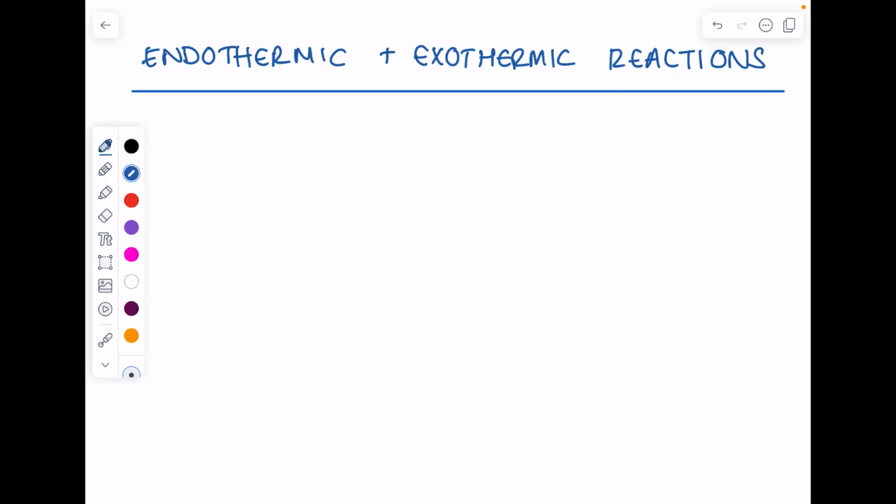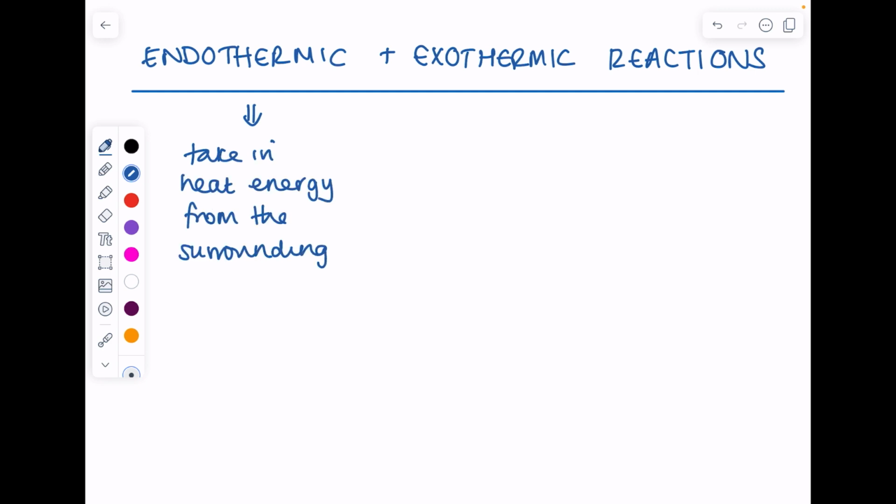Now we'll look at all the reactions to do with temperature changes, and that involves endothermic and exothermic reactions. Remember, endothermic reactions take in heat energy from the surroundings, and so as a result, the surroundings get cooler. So you'll see the temperature decrease when you measure that with a thermometer in an endothermic reaction.